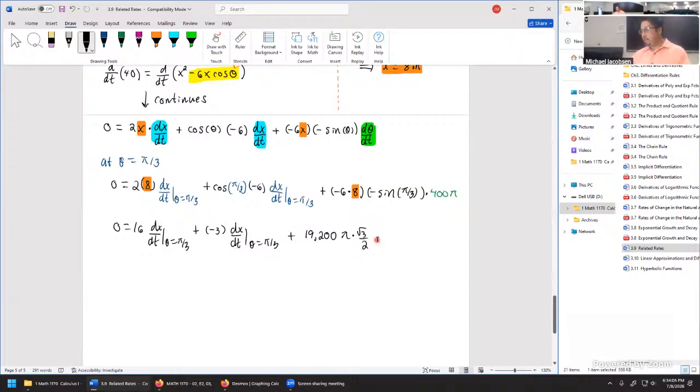Good, a bit of algebra in the very last part, kind of similar to the rest of the problems we've done. We're nearly there. We can now isolate for dx/dt, simplify this a little bit more. First two terms are like terms. You have 16 copies of the derivative minus 3 copies of the derivative means 13 copies of dx/dt when theta equals pi over 3. So there's our like term.